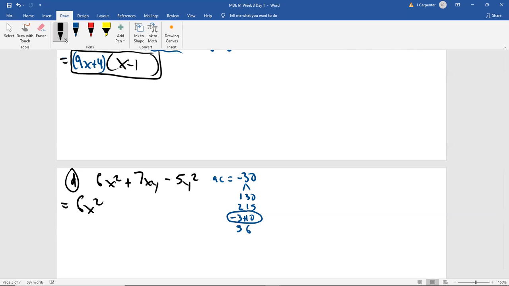Here's what happens. We leave the 6x squared alone in the front. We leave the minus 5y squared alone in the back. Splitting the middle term, this isn't just an x, it's an xy, so the middle terms need to both have an x and a y. So we go minus 3xy plus 10xy. You can't just give one an x and the other a y. Both have to have an xy. That way they'd be like terms if you were going to recombine them. Which you shouldn't.